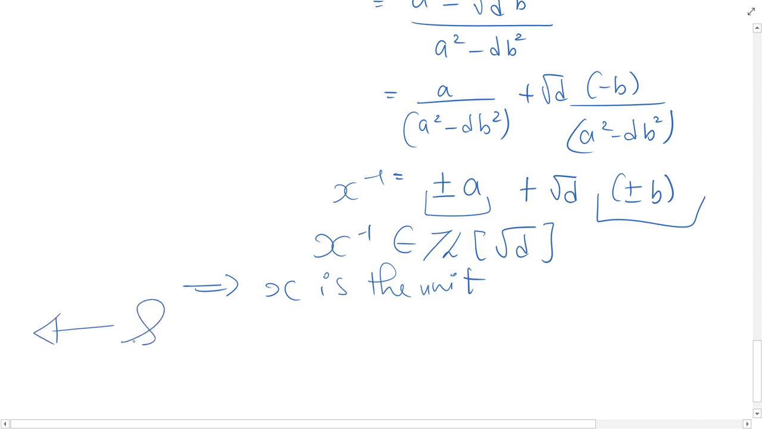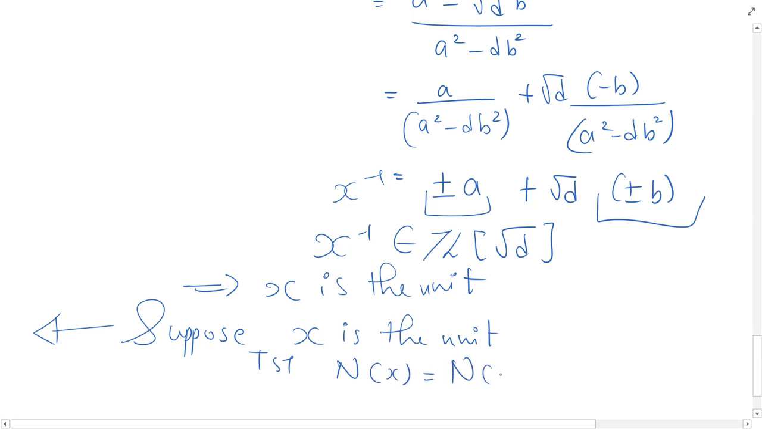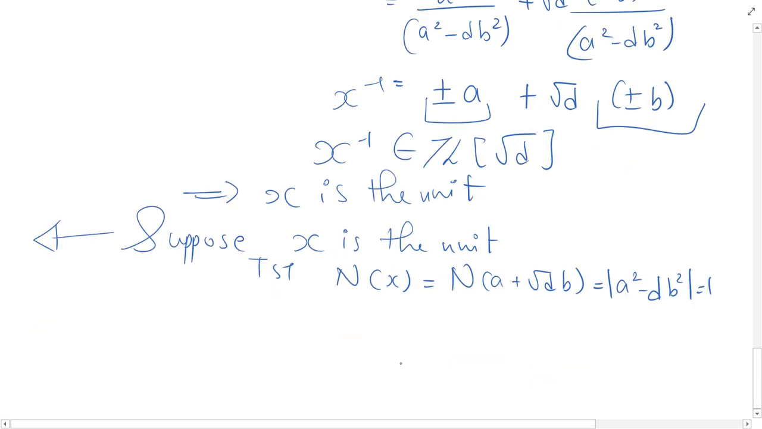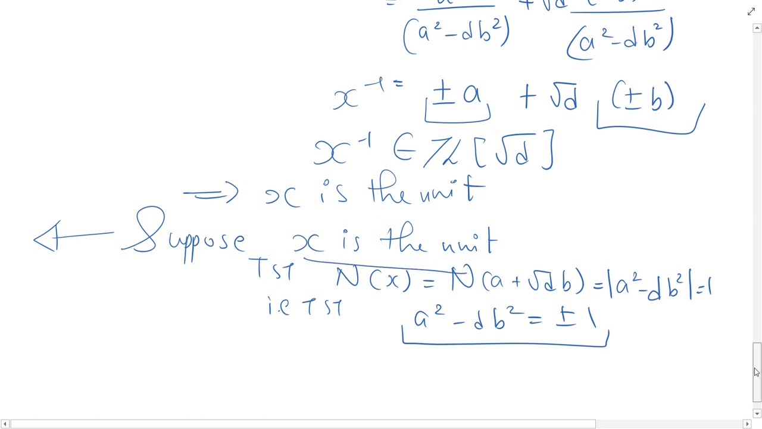Conversely, suppose my x is a unit. I need to show that the norm of x, that is the same as the norm of a plus root d b, that is actually the same as the modulus of a squared minus d b squared, is equal to 1. I need to show this. Okay, I know the norm will be 1. That is to show that a squared minus d b squared is equal to plus or minus 1. So my target is to prove this. I already know that my x is a unit. Okay, so let's just start thinking about it again.